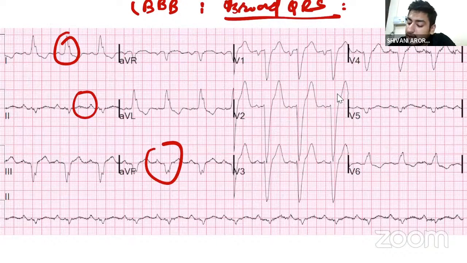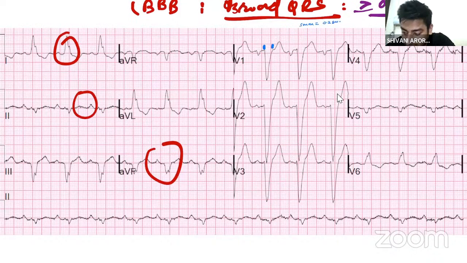In this, we can see that the axis is left axis. The duration of the QRS is almost 5 small squares, that is 0.2 seconds. So it is a broad QRS, clear. It is a leftward axis. Then we have these deep S waves, QS complexes in lead V1.